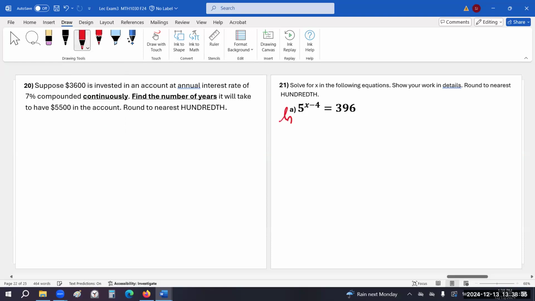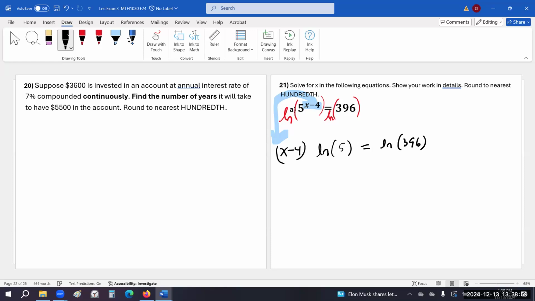But personally, I would suggest you apply ln to both sides. Why? Because when our base is e, we actually have to apply ln. So now log works as a letter, and the power comes down as a coefficient. So we have x minus 4, and then ln 5 equals ln 396. Between our power and ln, we have an invisible multiplication sign. So to get rid of ln of 5, we're going to divide both sides. So x minus 4 gives us ln of 396 over ln of 5.